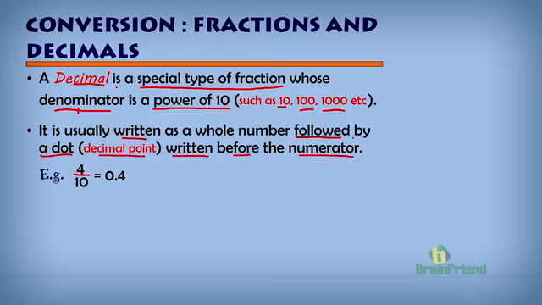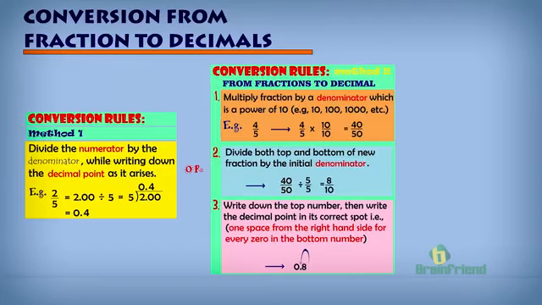If we were to rewrite it in the decimal form, okay, we would write, like we said, 0 point, that's the decimal point, and 4, which is our numerator. So 4 over 10 is the same as 0.4. This is the decimal form of 4 over 10. How did we convert 4 over 10 to give us 0.4? Let's go to our next slide, and then we'll learn how we came about that.